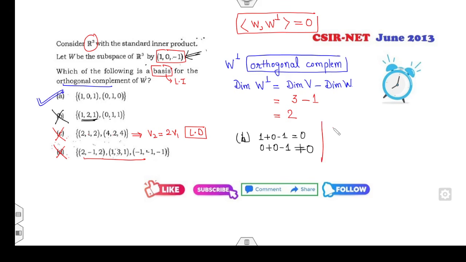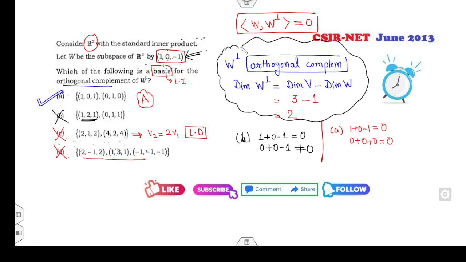How can we check the A option? Find the dot product of W and W1. 1 plus 0 minus 1 satisfied, 0 plus 0 plus 0 satisfied. So A is the right answer of the problem. Always remember, whenever there is a concept of the orthogonal complement, use the dimension answer.